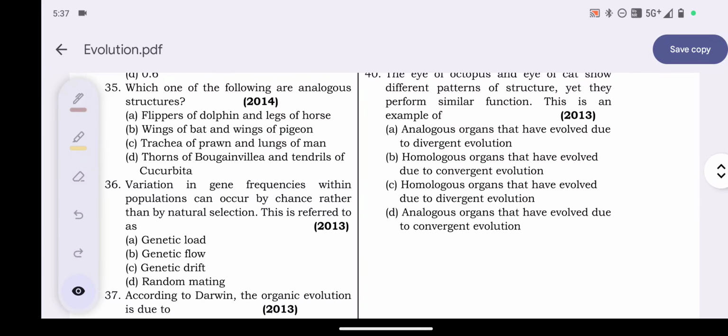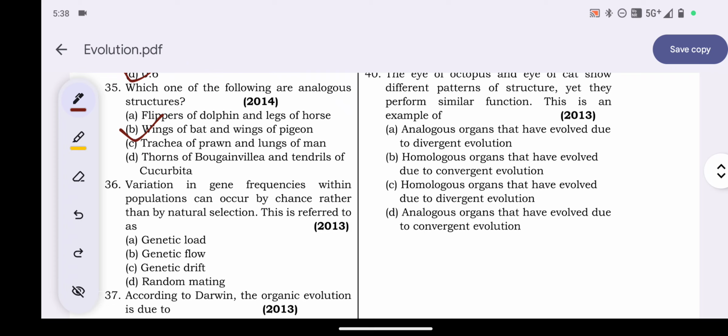Question number 35. Which one of the following are analogous structures? Flipper of dolphin and leg of horse, wings of bat and wings of pigeon, trachea of prawn and lungs of man, thorns of bougainvillea and tendrils of cucurbita. Analogous structure has been asked, so what will be the answer? Answer will be option B, wings of bat and wings of pigeon.